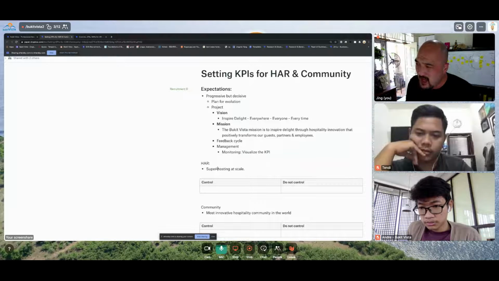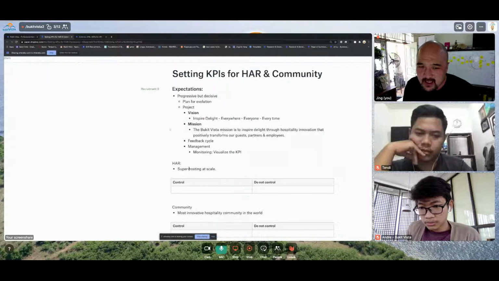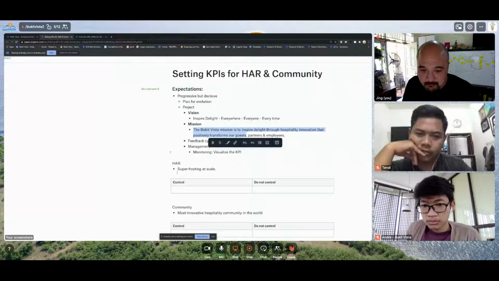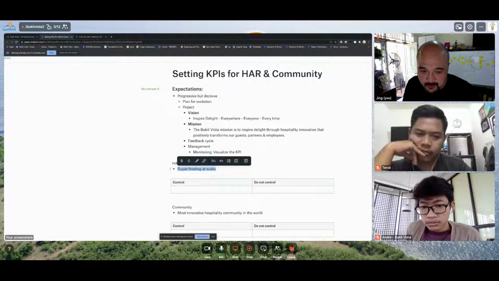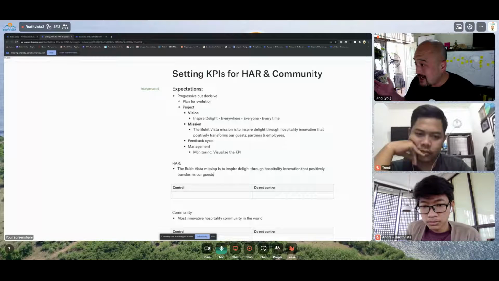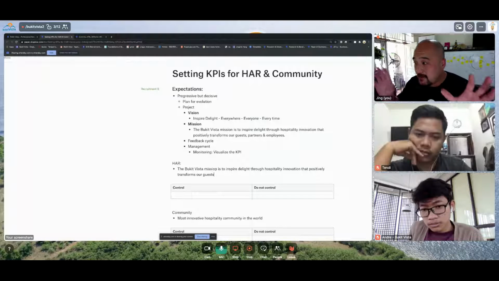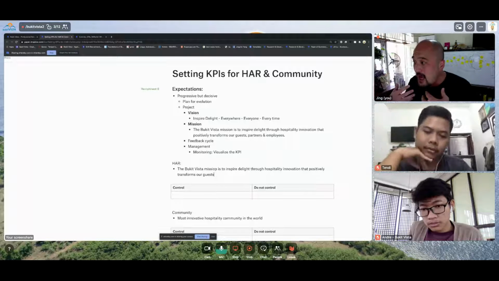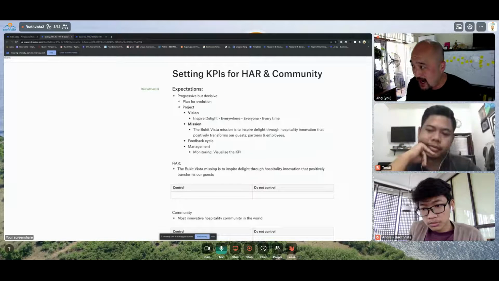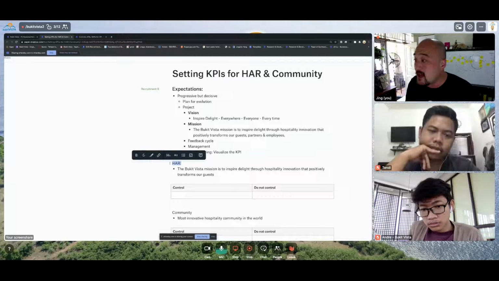Super hosting at scale. Let's take a look and see if it actually aligns with the mission. All right, actually, the mission could be this. Ta-da! Done. Make sense? What HAR does is take a piece of the overall company mission and own that part of it. So HAR's mission is to inspire delight through hospitality that positively transforms guests.